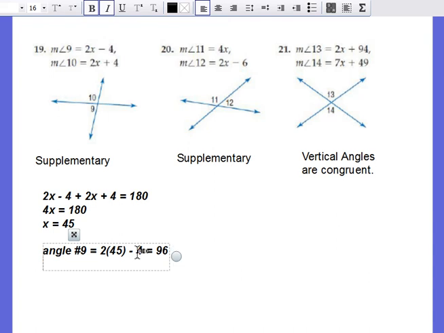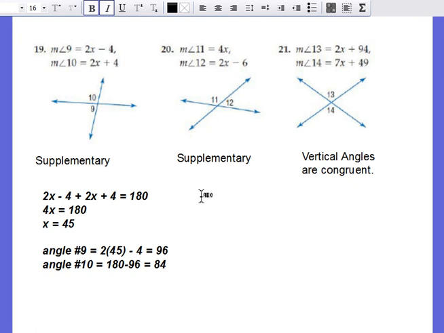You know they're supplementary, so angle 10 is going to be basically 180 minus 86, which I believe is 94 degrees. Again, I put the word angle, but you should have an angle symbol with a little m in front, so that stands for measure of angle 9, measure of angle 10, and here I'm missing the degree symbol on the top. Alright, here, number 20 is the same thing.